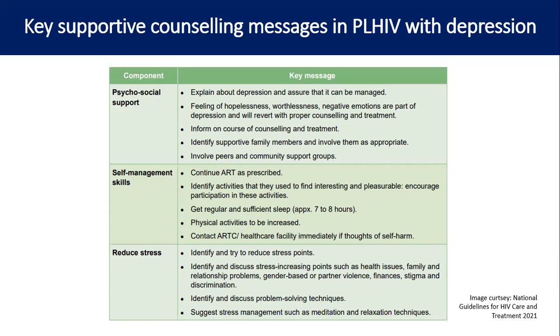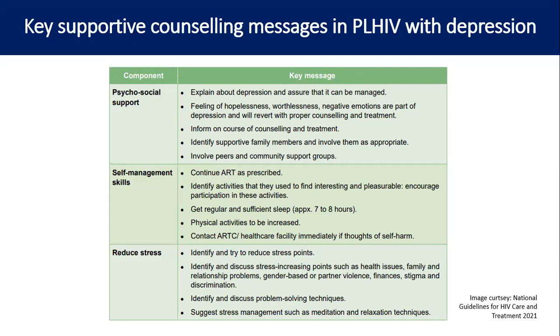Then identify supportive family members and involve them as appropriate, because the patient is continuously under depression. So at home also he needs somebody who can take care of him. Accordingly, we'll identify such a supportive family member, and we will also try to involve peer and community support groups.